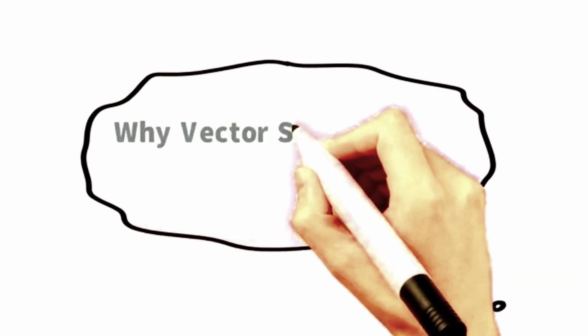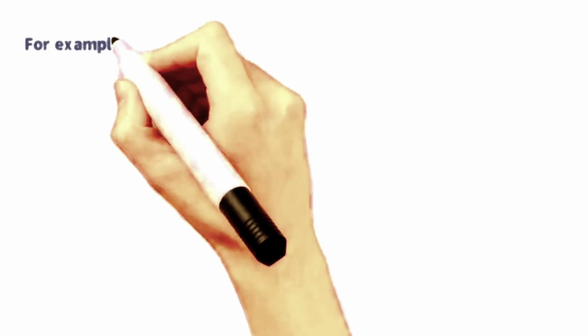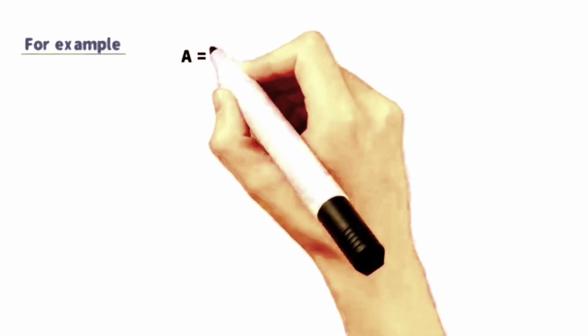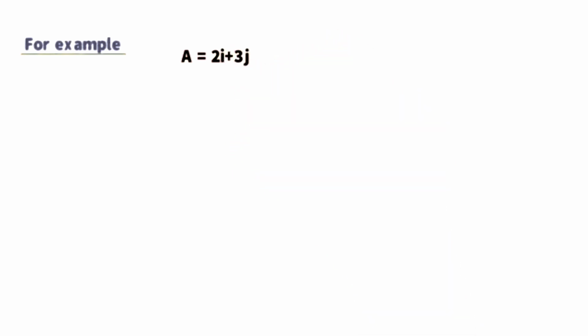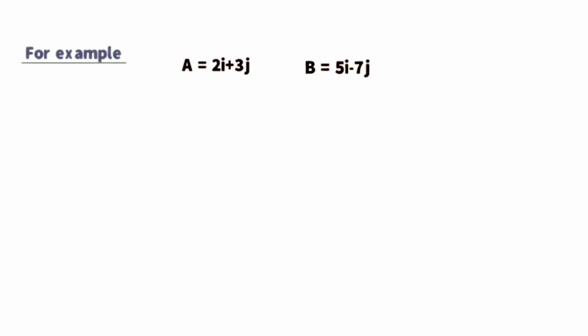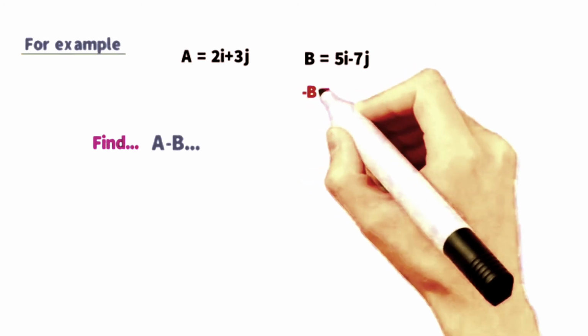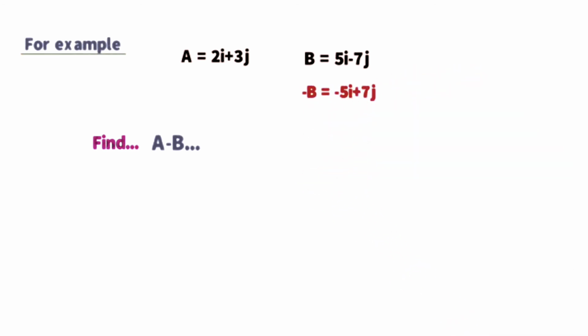Let me tell you why vector subtraction is not commutative. For example, if I have a vector a equal to 2i plus 3j, and if I have another vector b equal to 5i minus 7j. Now if someone is asking me to find a minus b, remember here I need the negative vector of b, and the negative vector of b is minus 5i plus 7j.